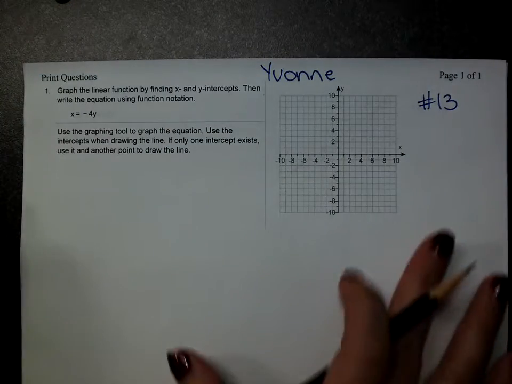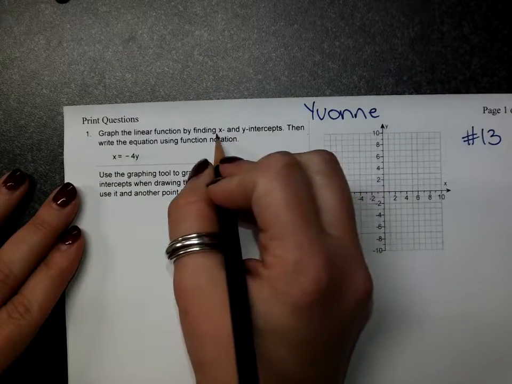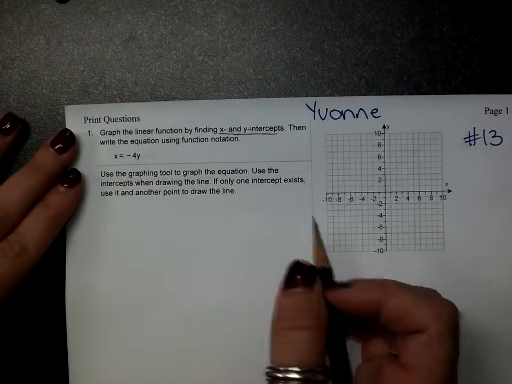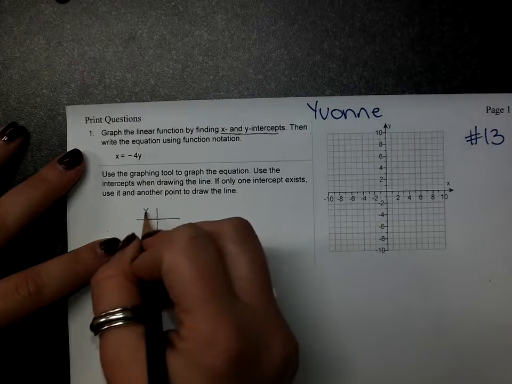Alright, Yvonne, let's go over these. So this says graph the linear function by finding the x and y intercepts, and then you can write the equation using function notation. In order to graph this, we're going to make ourselves a little table, x and y.